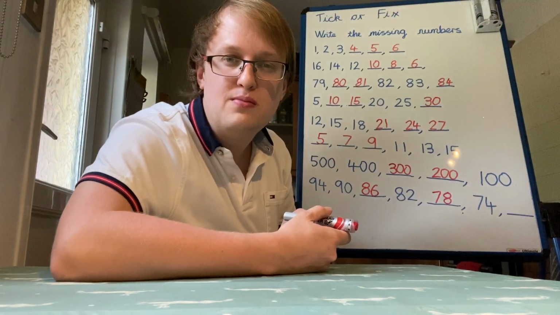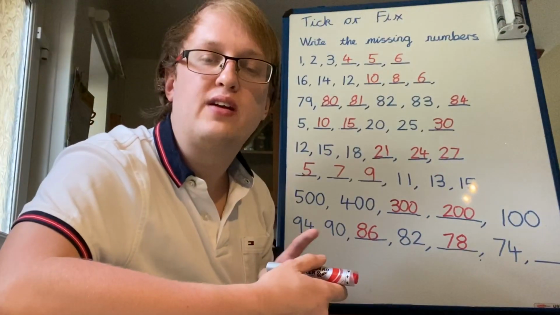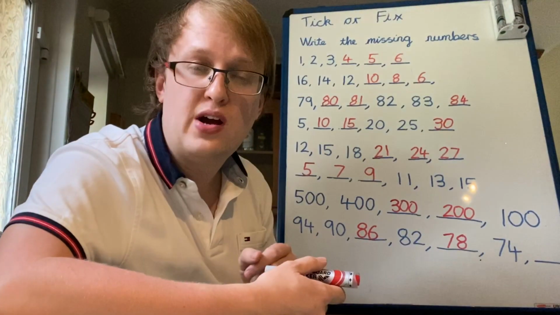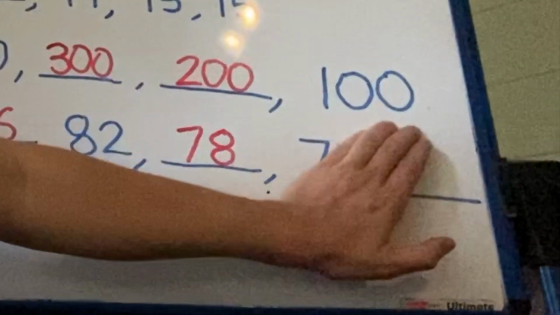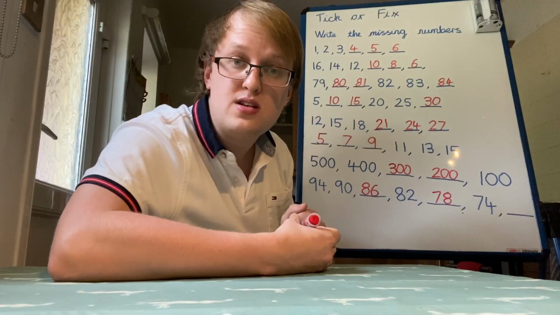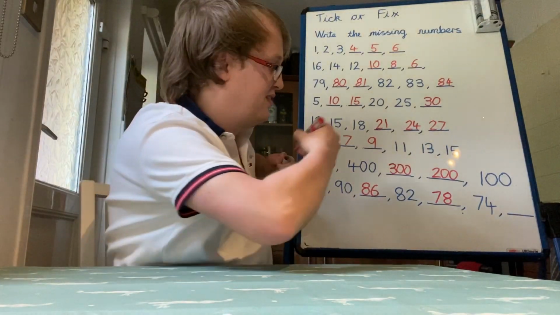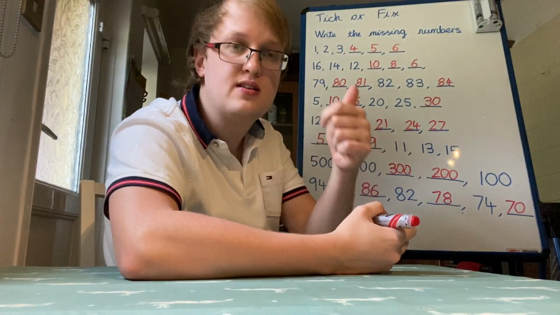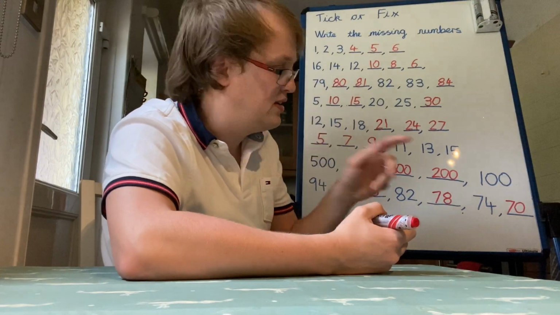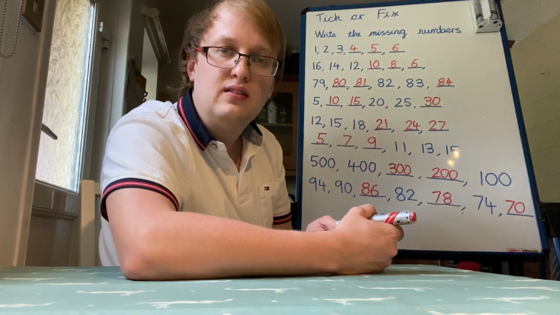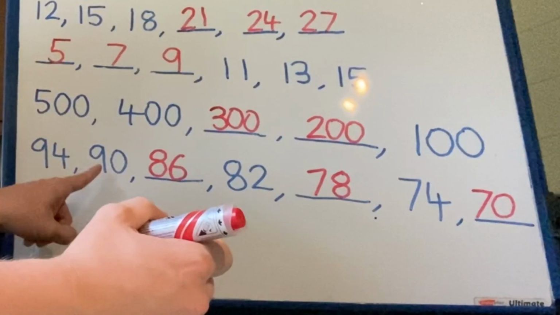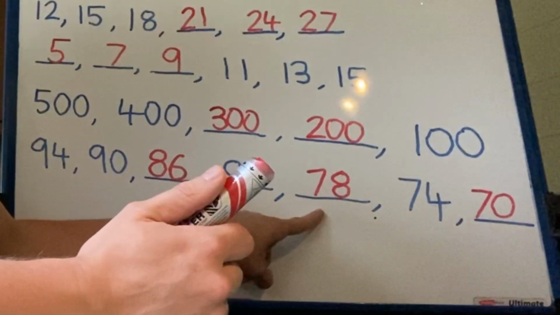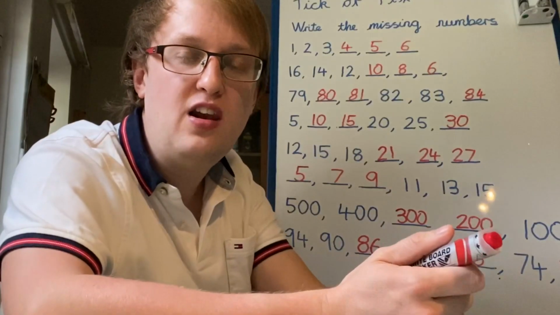And to find our final missing number, we just need to subtract 4 again, don't we? Because each time we're subtracting 4. That's the pattern. 74, subtract 4 is, if I remove these 4 ones, I'm just left with 7 tens, which is 70. 74 in my head, 73, 72, 71, 70. Brilliant. And step 5, let's check the answer. That looks right to me.